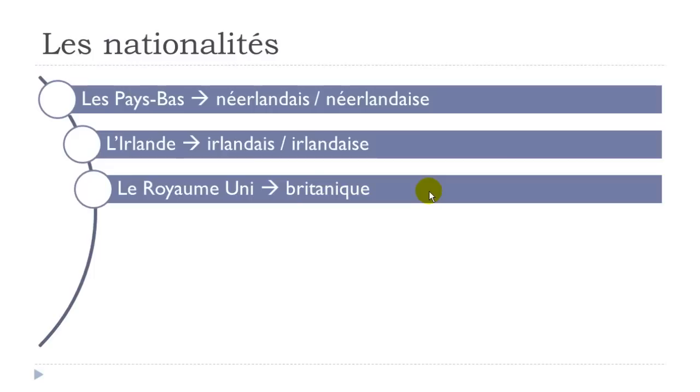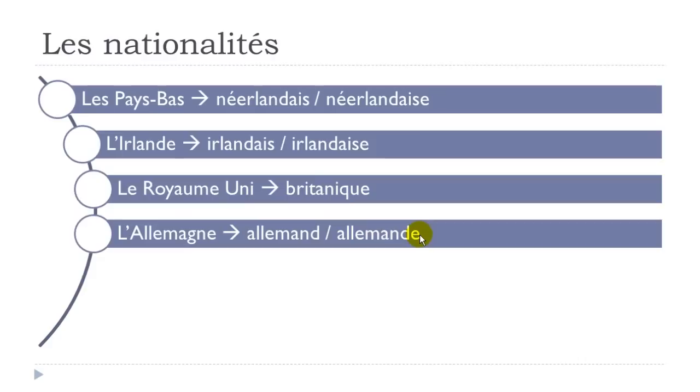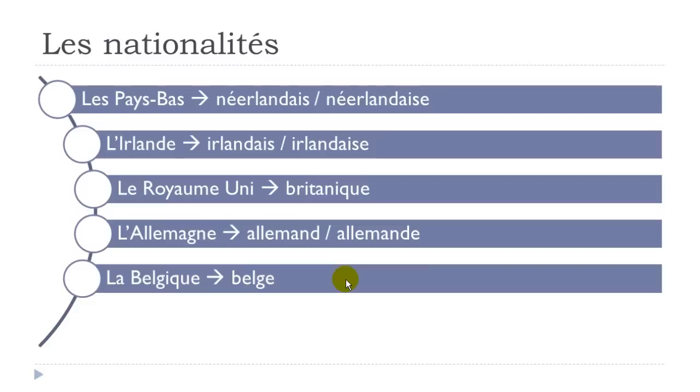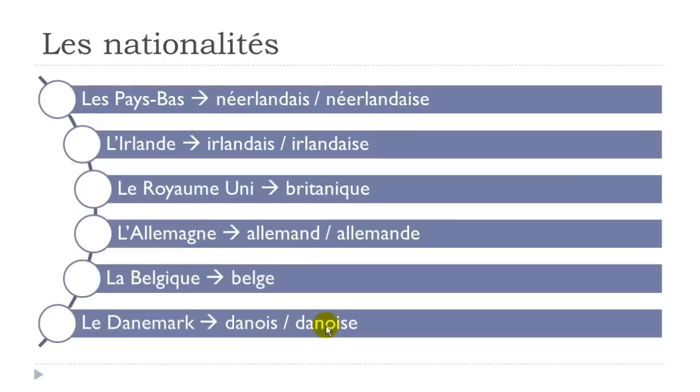L'Allemagne, allemand, allemande, okay, same thing here, you don't pronounce the final D, but then you pronounce it here for the feminine form, allemande, d, d, okay, allemand, allemande. La Belgique, belge, so only one form here for the masculine and the feminine form. Le Danemark, danois, danoise, z, okay, insist on that, danois, don't pronounce the final S, danoise, here you pronounce it.